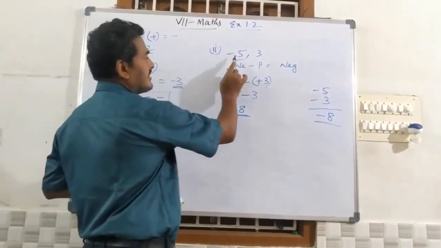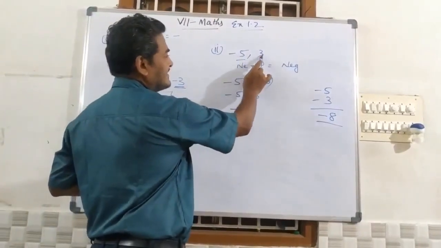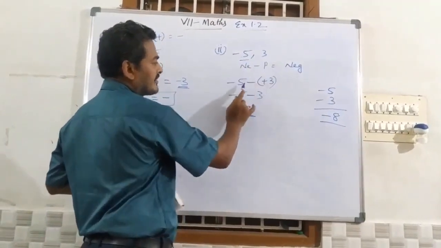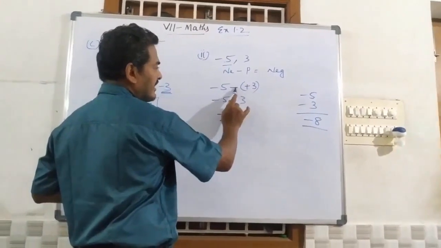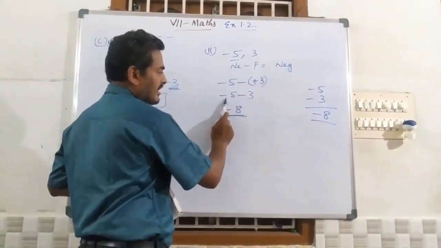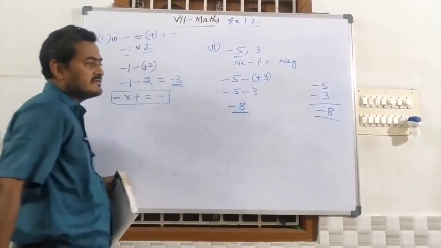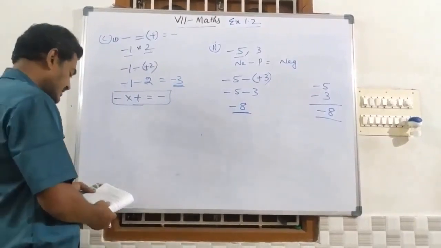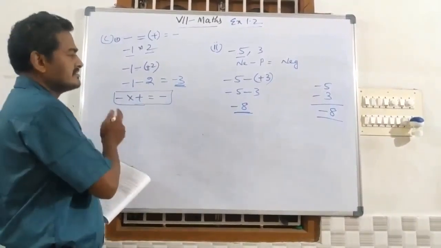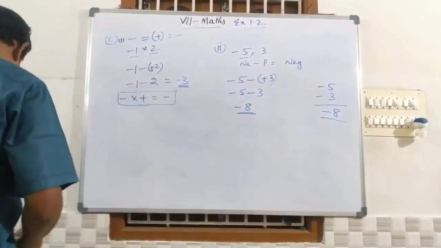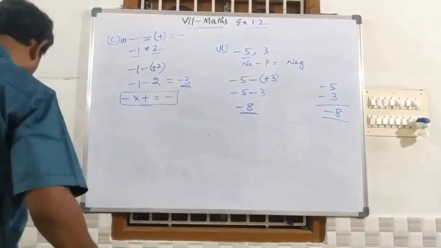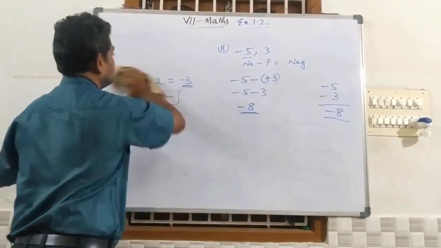So minus 5 is a negative number and 3 is a positive number. The difference of minus 5 and 3: minus into plus is minus, so minus 5 minus 3 is minus 8. Like this we can write the second row. There are A, B, C, three questions there, and we can finish like this. Now come to the third question.